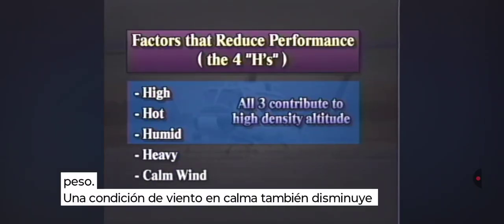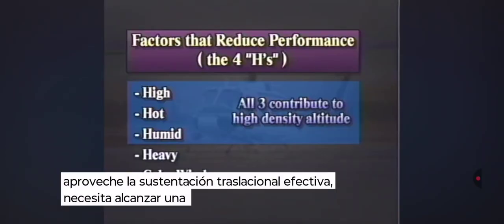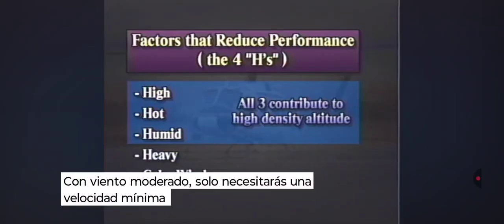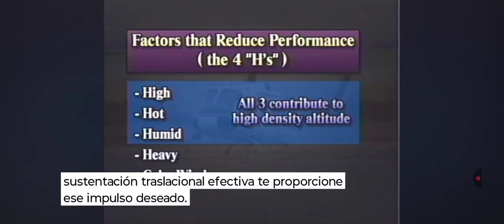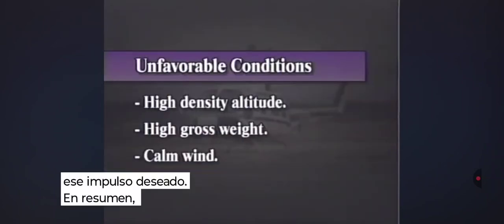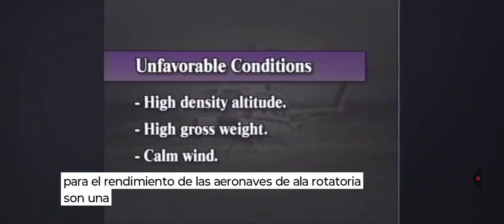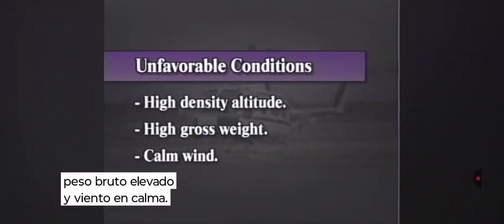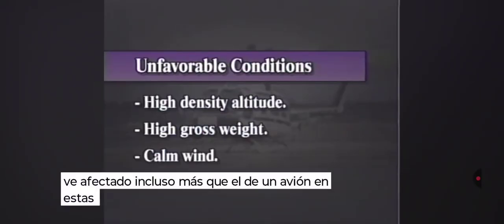A calm wind condition also decreases performance. Why? Well, in order for the helicopter to take advantage of effective translational lift, it needs to reach an airspeed of about 15 miles per hour. With a moderate wind, you'll only need a minimal amount of ground speed before effective translational lift gives you that desirable boost. So, to summarize, the most unfavorable conditions for rotorcraft performance are high density altitude, high gross weight, and calm wind. And remember, rotorcraft performance suffers even more than an airplane under these conditions.